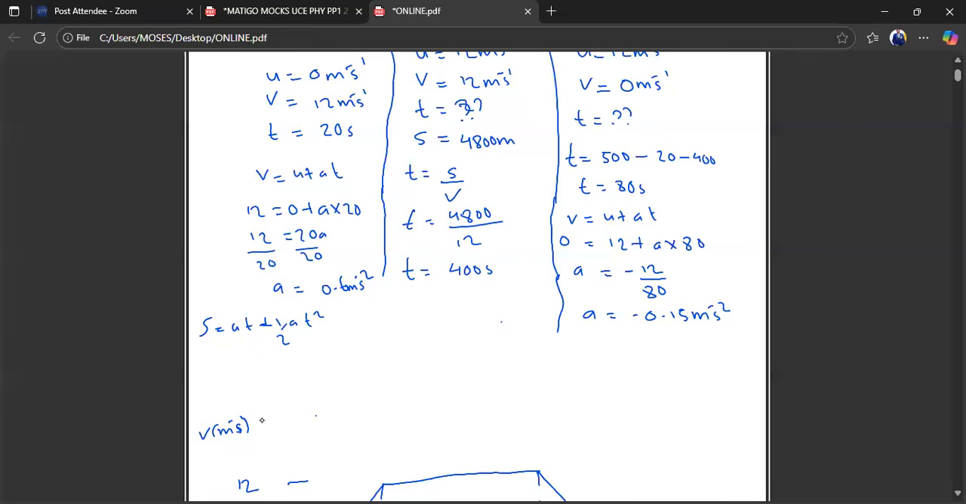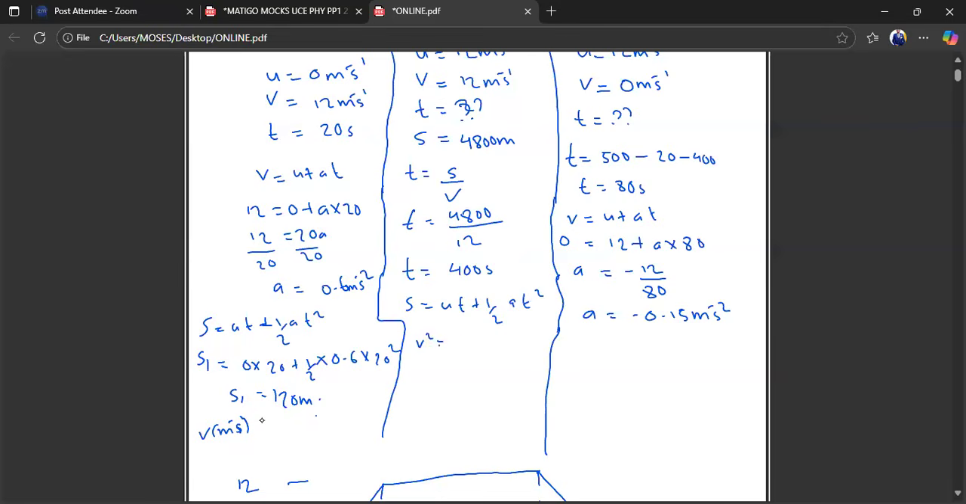I'm going to call it S1, whereby S1 is the distance covered during the first stage. U was 0, time was 20, plus 1 over 2, our A we got here 0.6, times 20 squared. So my S1 is going to equal, when you substitute in here, 0.6 divided by 2 times 20 squared. I am coming up with S1 as 120 meters. That is the distance covered under the first stage.